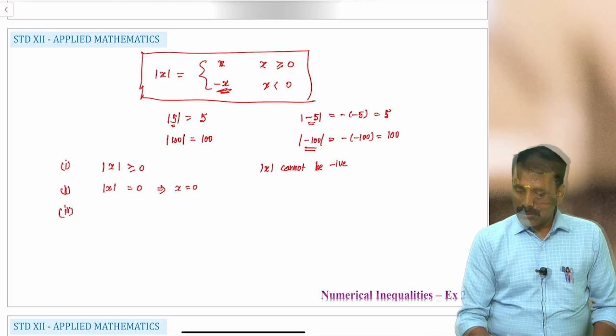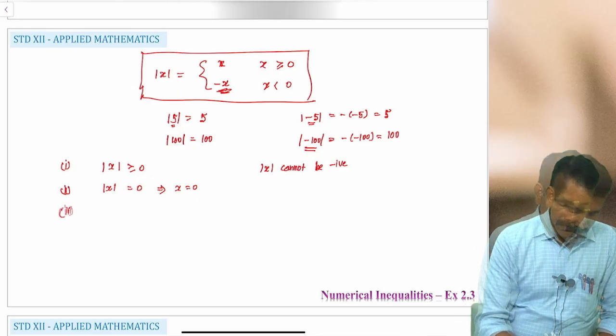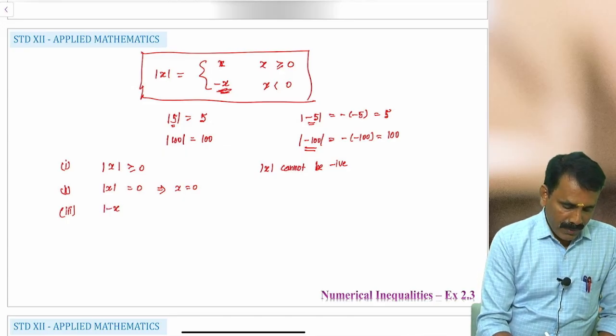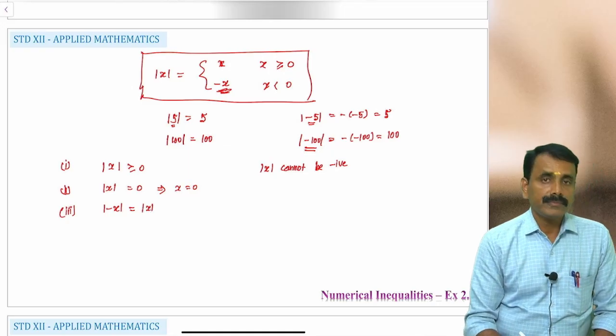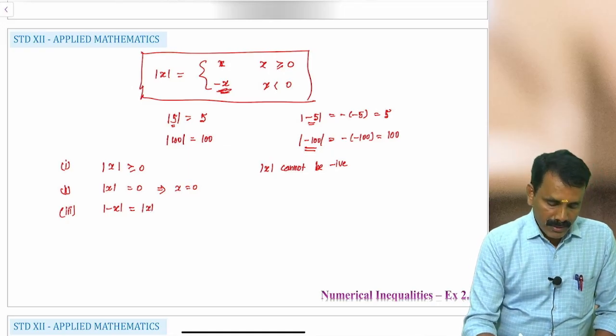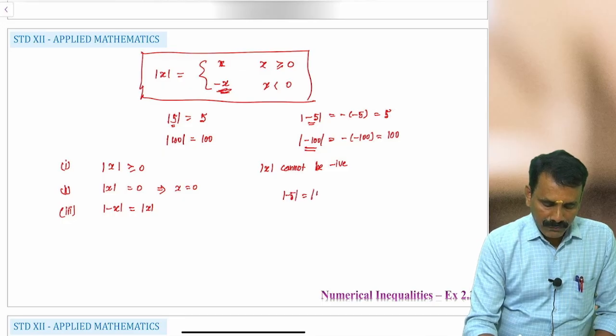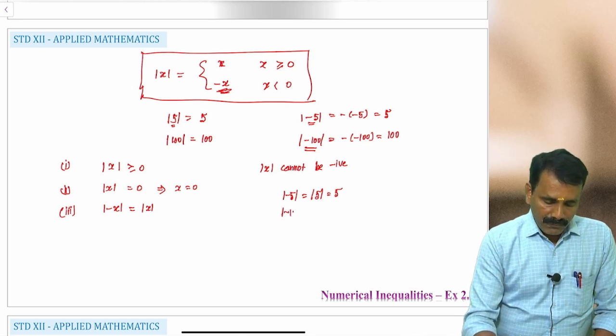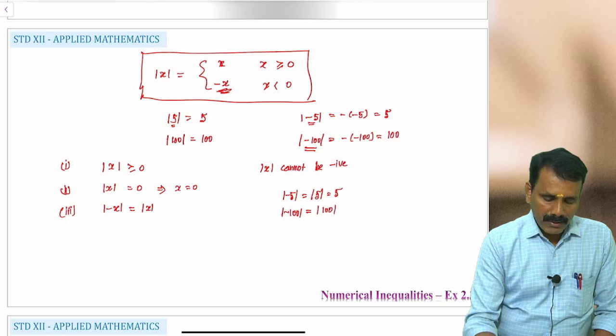Third property, modulus of minus x will be equal to modulus of x. Because modulus of minus 5 and modulus of 5 both have the same answer 5. Modulus of minus 100 will be equal to modulus of 100 and the answer will be equal to 100.